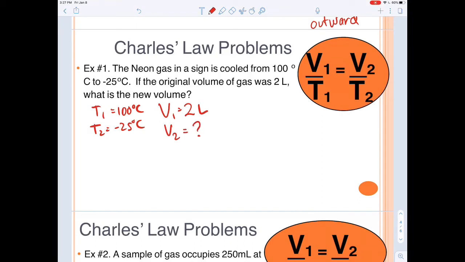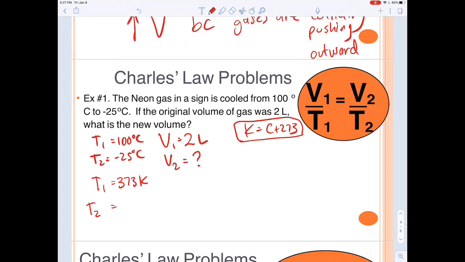Okay? So before we plug it in, let's convert these temperatures to Kelvin. So T1 is actually going to be 373 Kelvin. Remember, all you have to do is add 273. So let's not forget this equation either. -25 plus 273 gives me 248 Kelvin here.